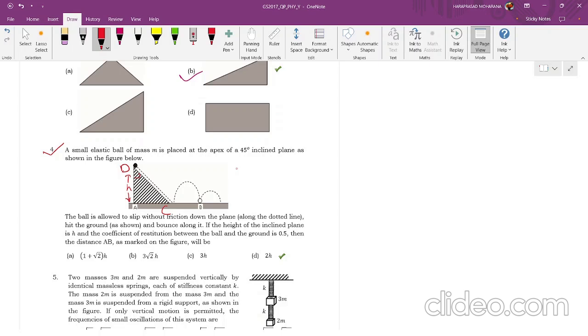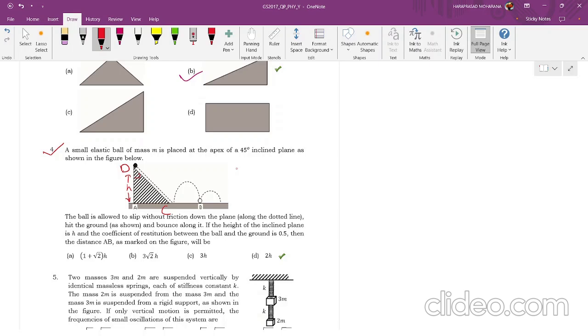In order to find the AB distance, we have to do certain things. Here some concepts come into the picture: the projectile concept and the energy conservation concept. I am going to apply it all in this problem. Let me do the things for you.